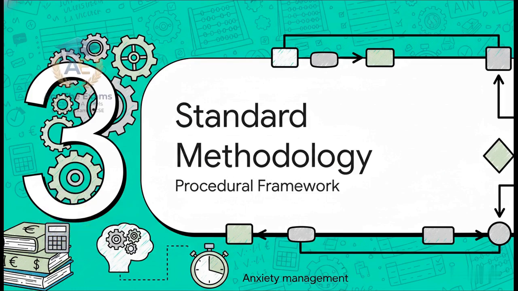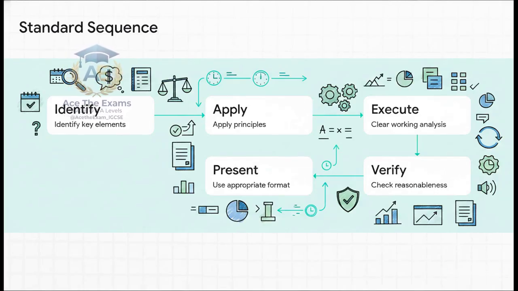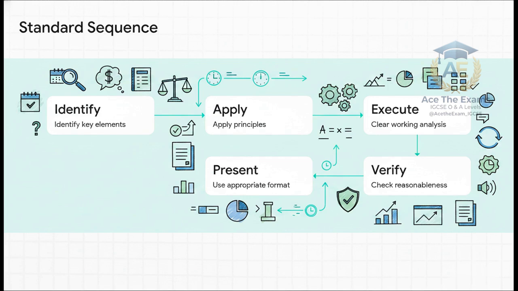Okay, let's get back into how we eliminate exam anxiety. There is an exact 5-step standardized sequence that examiners expect to see when you deconstruct and extract data from stimulus materials. First, identify the key elements. Literally extract the dates, the amounts, and the specific context from the text. Second, apply the relevant accounting principles. Third, execute your analysis with clear, readable working. Fourth, verify your results to make sure they're actually reasonable.